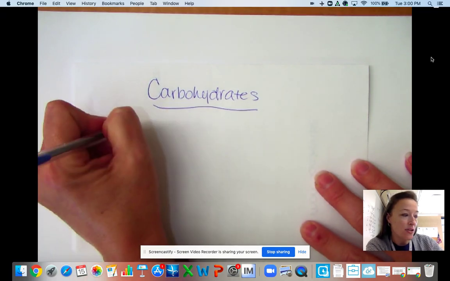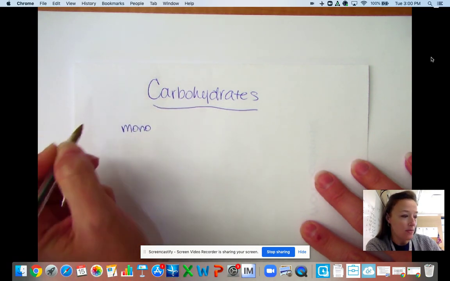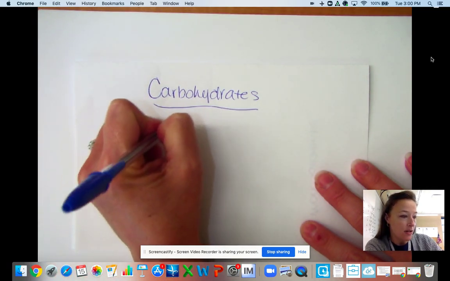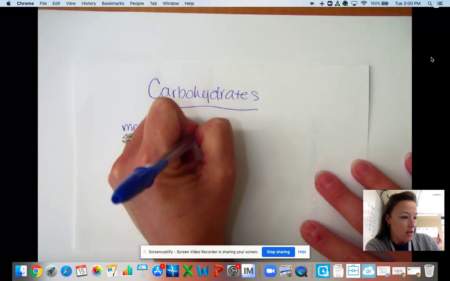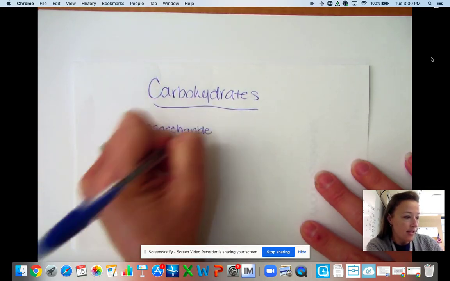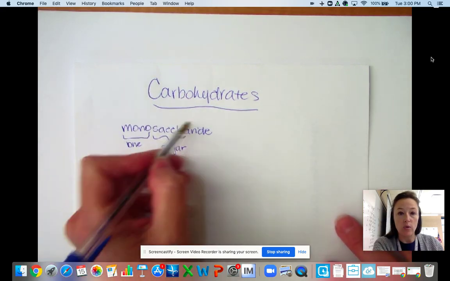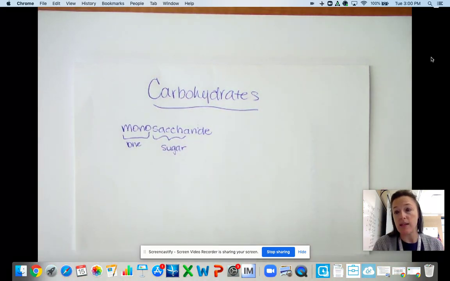So the monosaccharide, the monomer for a carbohydrate, getting ahead of myself. The monomer for a carbohydrate is a monosaccharide. And what that stands for, mono stands for one, and saccharide stands for sugar. So literally it means one sugar. And so you put bunches of monosaccharides together to make a carbohydrate.